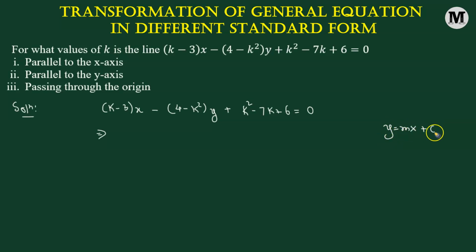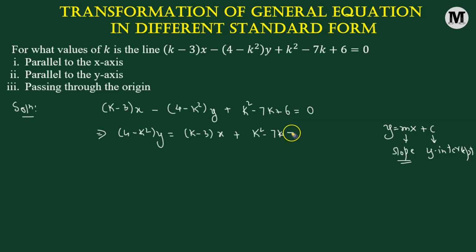Now this is referred to as the slope-intercept form, where m is the slope of the line and c is the y-intercept of the line. However, in our case, we don't need the y-intercept value. All we need here is the slope of the line. Now that means we have (4 − k²) times y equals (k − 3) times x added to k² − 7k + 6.